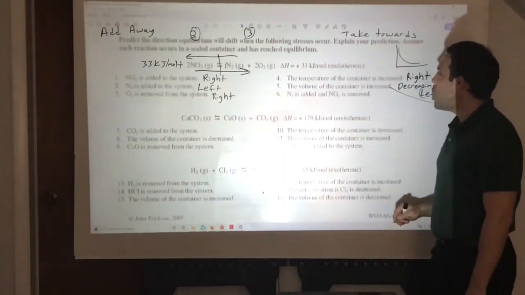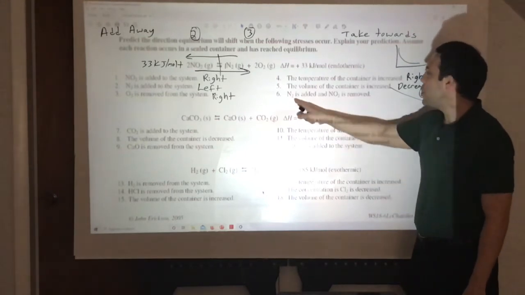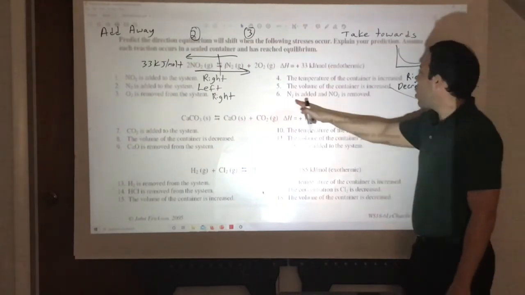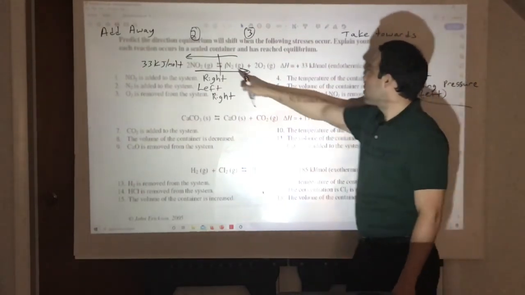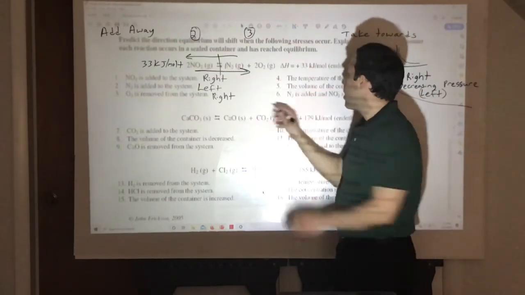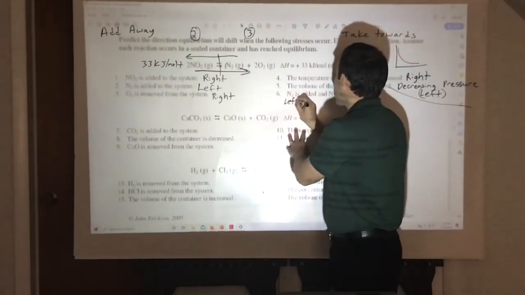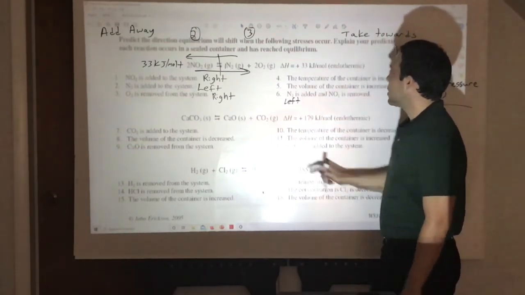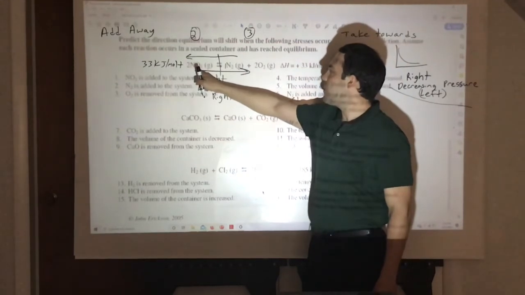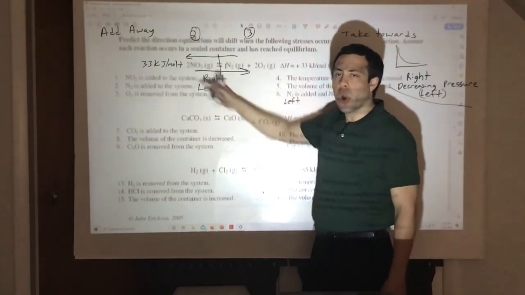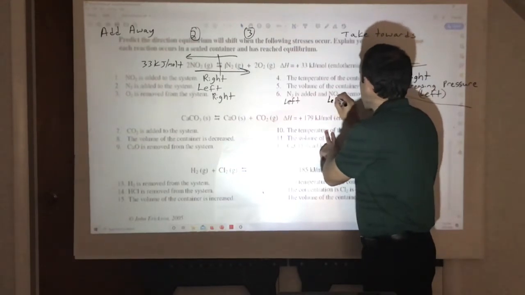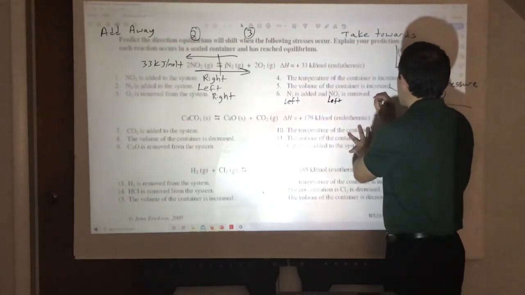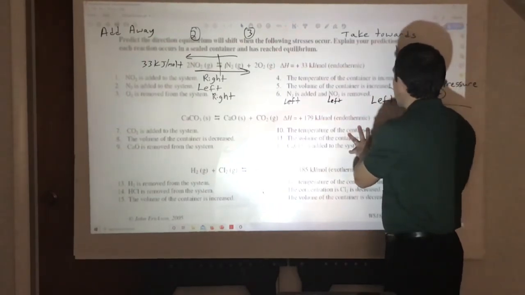Finally, number 6 states N2 is added and NO2 is removed. So if N2 is added, add away. N2 is here on the right side, add away. We're going to shift left. And NO2 is removed, take towards. NO2 is on the left side. If we're going to take towards, we're also going to go to the left side. So both of these situations tell me that we are going to shift left.